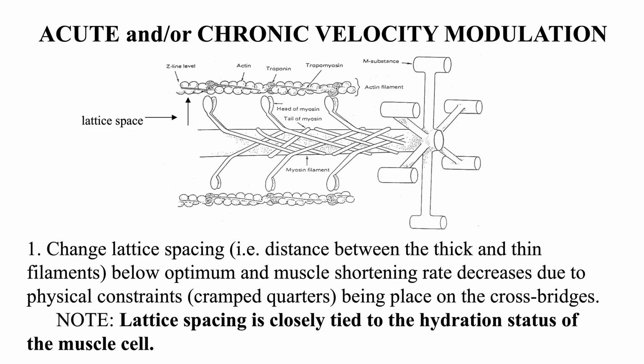So you change lattice spacing, that's the distance between the thick and thin filaments, below optimum, and muscle shortening rate will decrease due to the physical constraints. Cramped quarters. Kind of an example I've used is trying to run down a hallway that's only 4 foot tall as opposed to a normal, 8 foot tall hallway. And when you start to cramp up the quarters, one thing that is tied to that is hydration levels. Dehydration has a major negative impact on a lot of things, but really on the velocity of a muscle contraction.